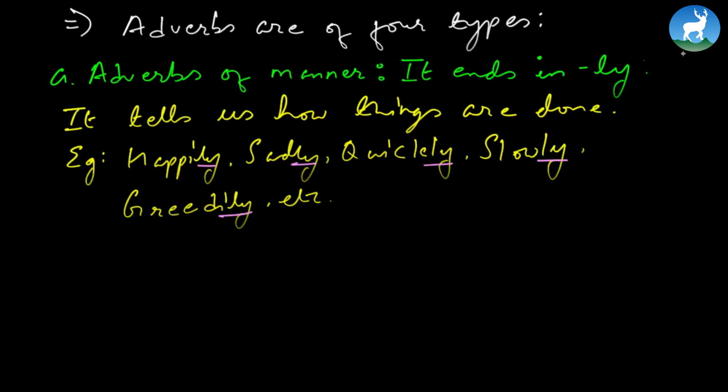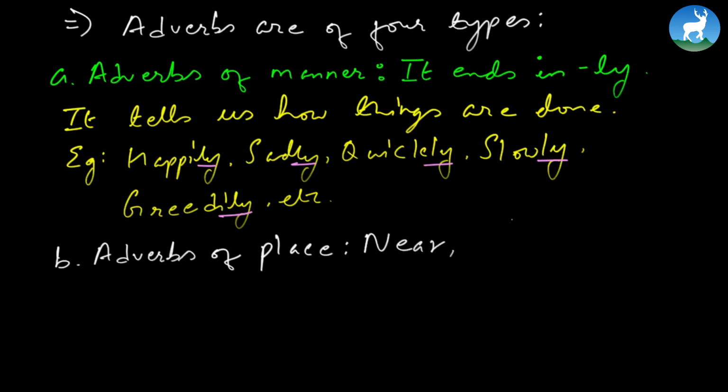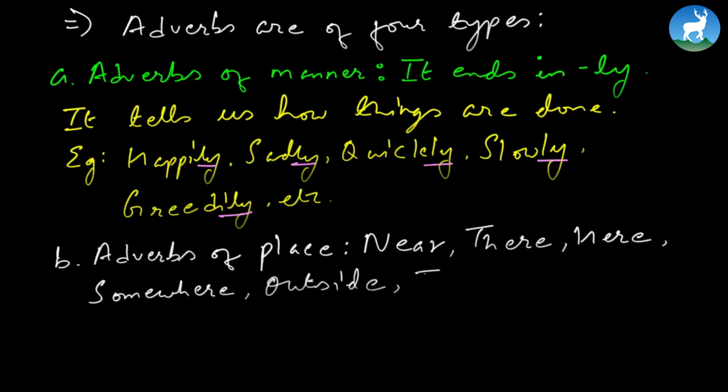Number two, we have adverbs of place, which we keep using, of course, but we're often not aware of it. Place doesn't mean that it has to be a noun. It means near, which denotes a place. There, here could be adverbs of place. Somewhere, anything that relates to a place: somewhere, outside, even inside. Even bottom, let's say. They're all adverbs of place.